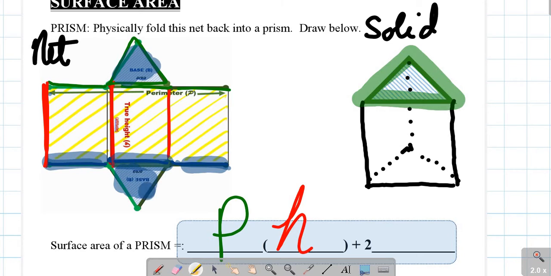So, area of the bases. Now remember, when I do 2 capital B, that capital B always means area of the base. So perimeter times height plus 2 bases. That is the surface area of any prism: perimeter times height plus the area of 2 bases.